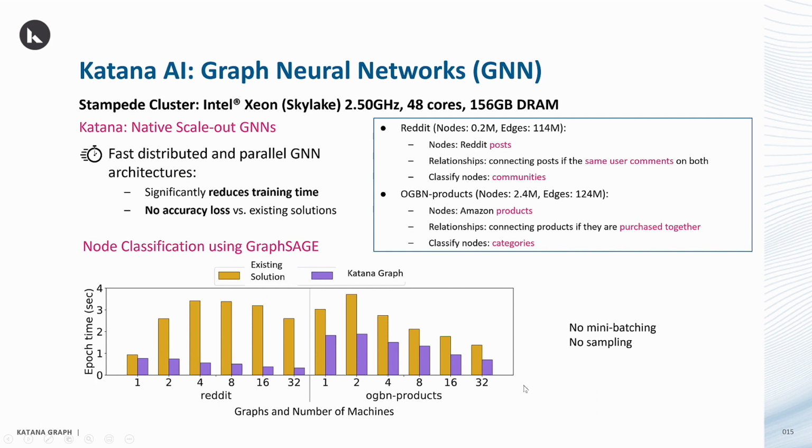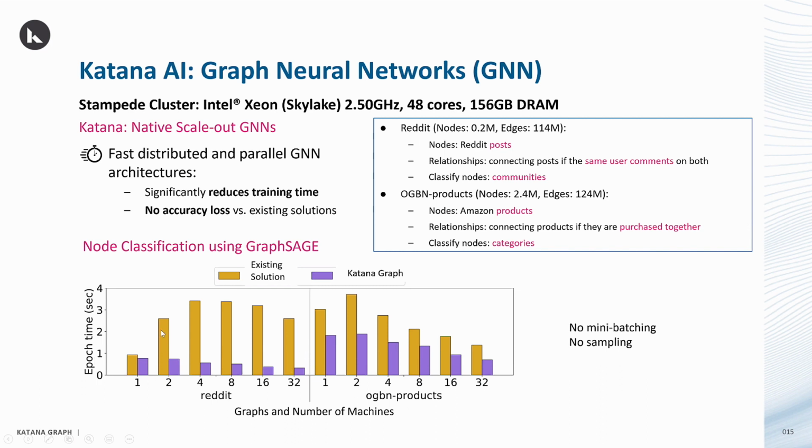I'm showing you results for two different inputs here. The x-axis represents the number of machines that we are running it on, and the y-axis is the training time per epoch. Typically you run 200 epochs or so for these data sets to converge to a good accuracy.